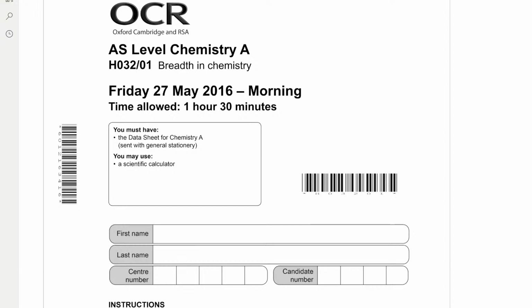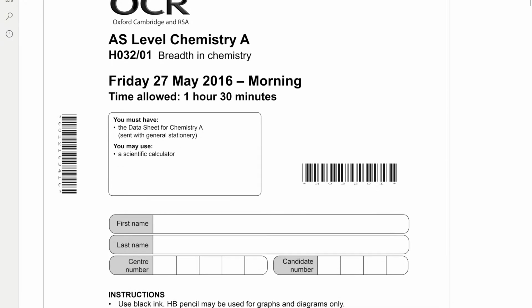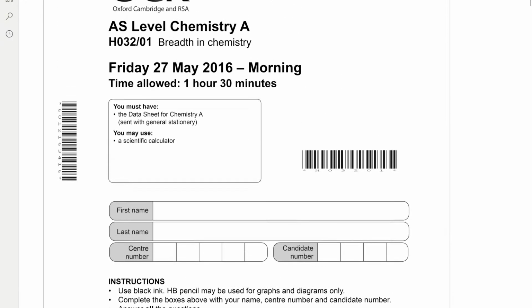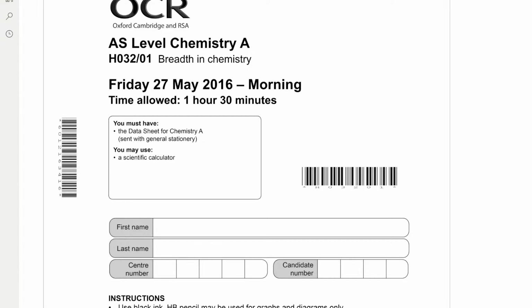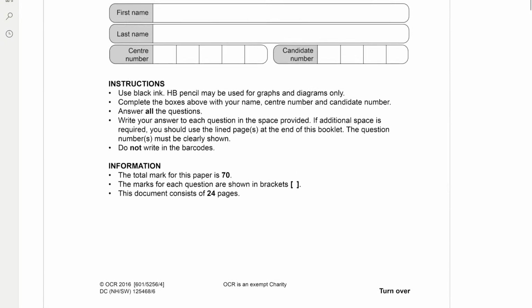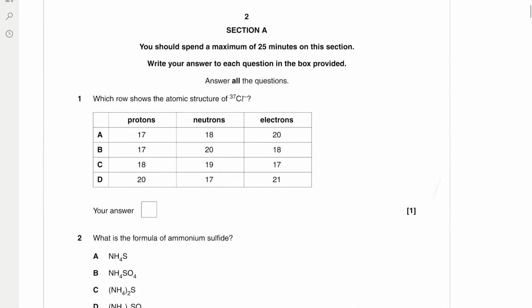Today we're going to be going through the AS level chemistry breadth paper from 2016. It's a 1 hour 30-minute paper. They're slightly shorter than the A level papers. So let's get started.